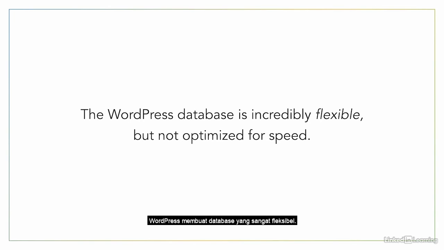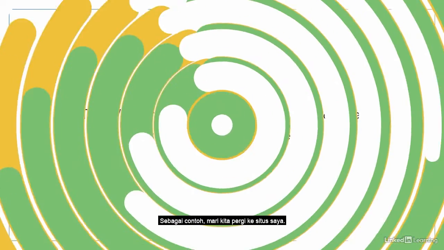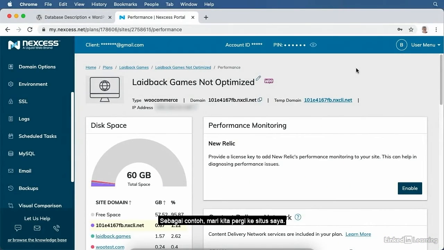WordPress created a very flexible database. That's why there are thousands and thousands of free plugins. Unfortunately, WordPress's flexible database structure is not efficient for speed. As an example, let's go to my site.